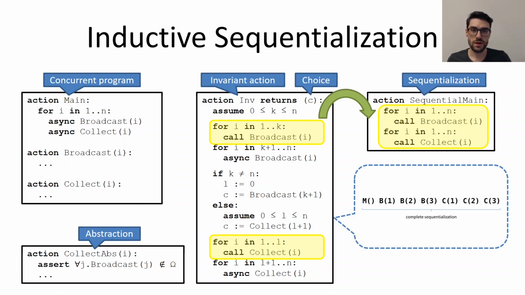So in summary, inductive sequentialization is a tight combination of induction, commutativity reasoning, and abstraction that derives its power from this tight interaction. In our paper, we give a detailed formalization and correctness proof.